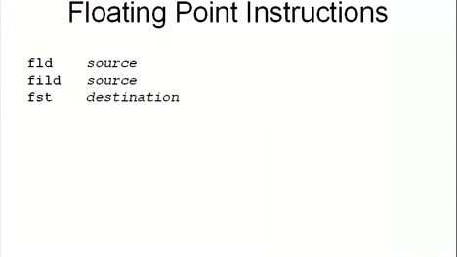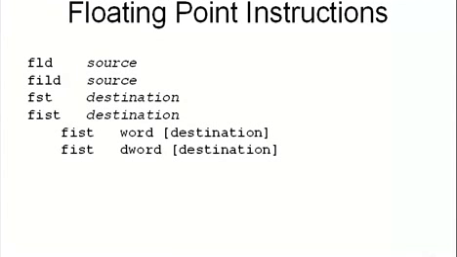And you can also convert a floating point number into an integer. The FIST instruction converts the number at the top of the stack into an integer and stores it in the destination. The destination can be either a 16 or 32-bit number. The stack remains unchanged when you do this.